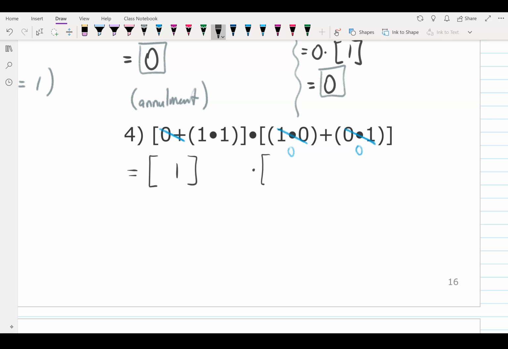Multiplied by, let's see, we've got a 0 plus a 0 in that bracket. I'm just keeping the square brackets there just for a bit of structure. You don't need them, strictly speaking, but it's a good idea to keep them as long as you can. Here we have 1 times 0 plus 0, 0 plus 0 being 0. So really we have 1 times 0, which is 0.